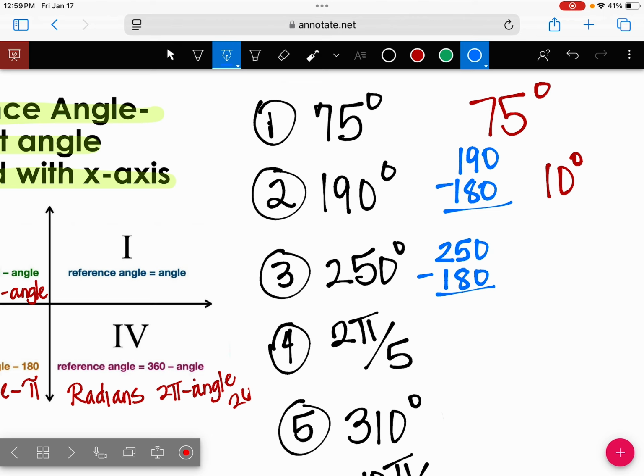What's 250 minus 180? 70. Who else has 70? So that would be your reference angle. All right, now we're moving to radians, which is a little trickier. 2 pi over 5. Show me with your finger. Which quadrant are we in?